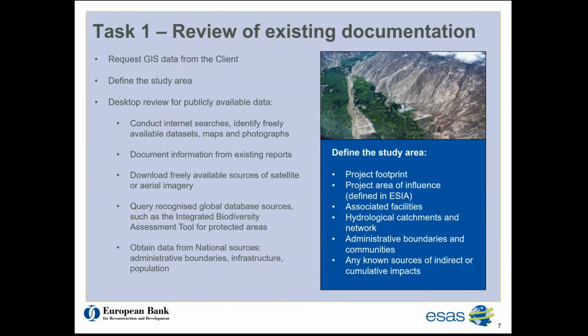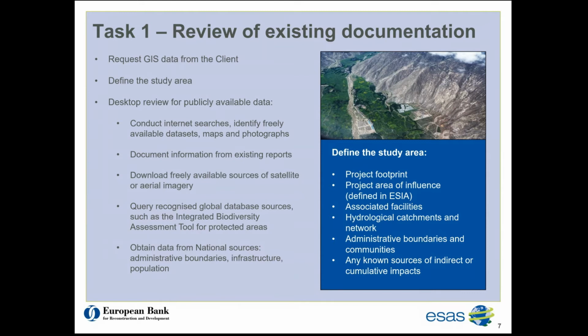During Task 1, the consultant should request access to and review of the client's GIS, and then add additional information that is available in the public domain. This can be a very cost-effective way of gathering information about a project and its context, and it will become the basis for identification of features of interest for focus within Task 2.